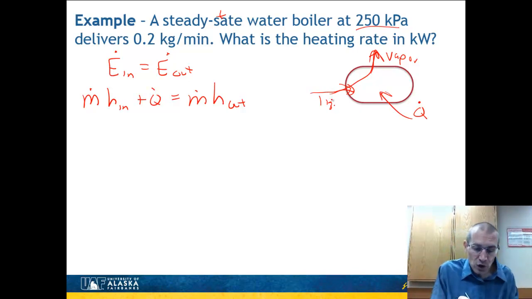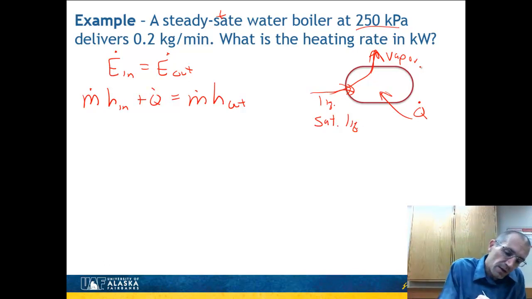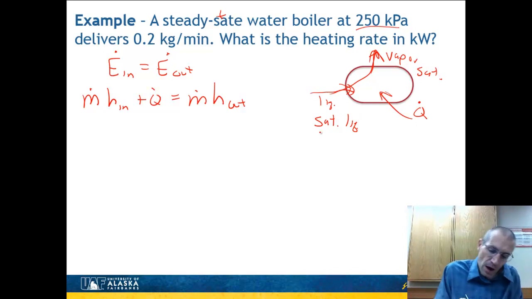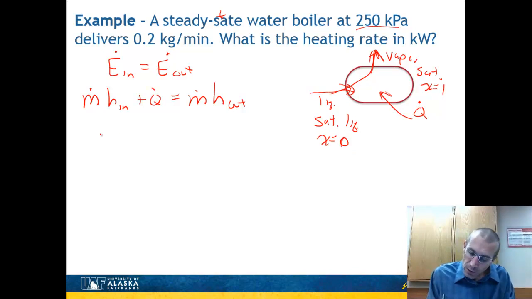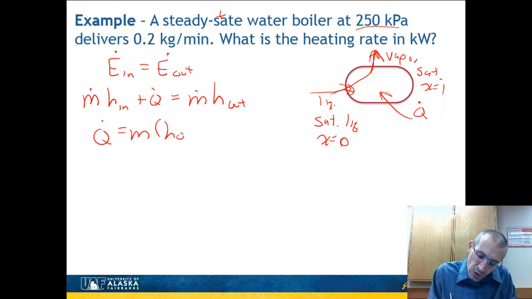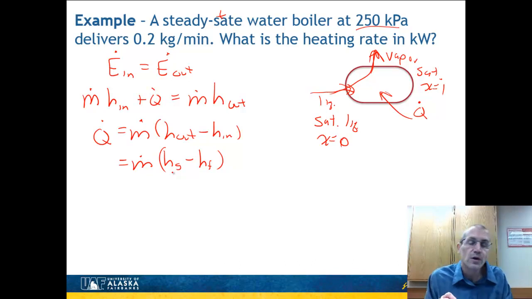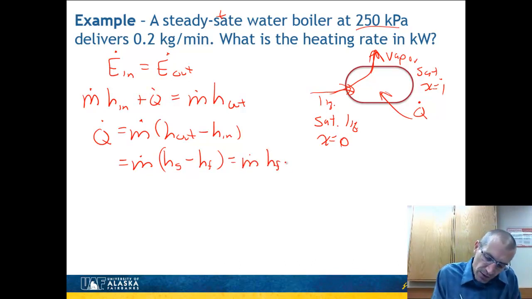And if I assume that this is coming in as a saturated liquid, it's not a bad assumption, and this is coming out as a saturated vapor, I know that this over here is x equals 0, and this is x equals 1 at the outlet. I can go ahead and rearrange this to say that Q dot is equal to, factor out the m dot, h going out minus h going in, which is m dot times h sub g minus h sub f at 250 kilopascals, and that's m dot h sub fg.